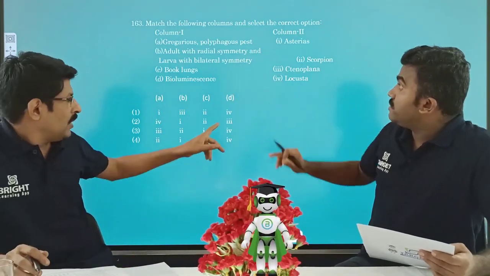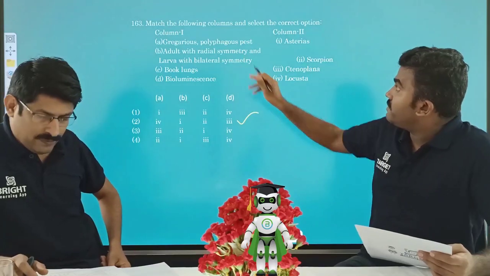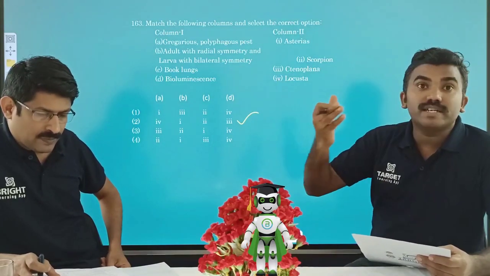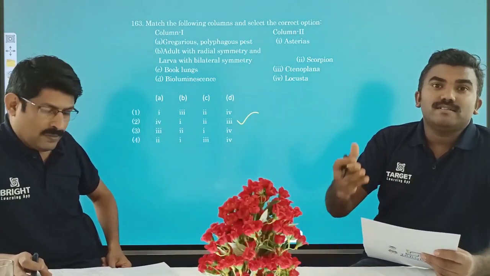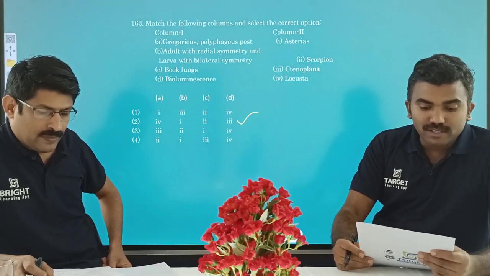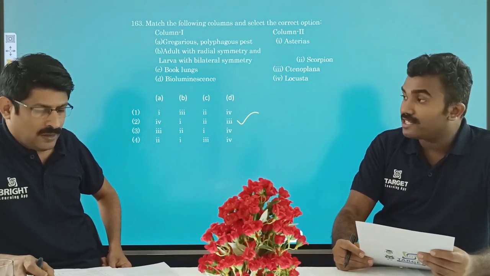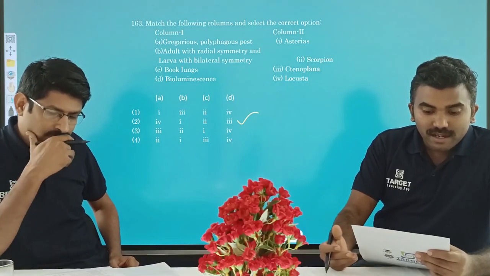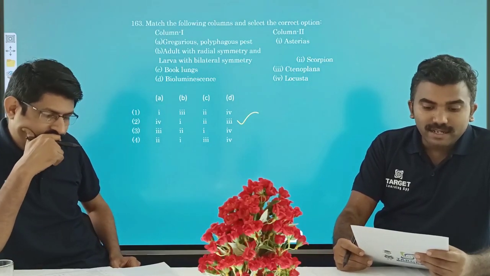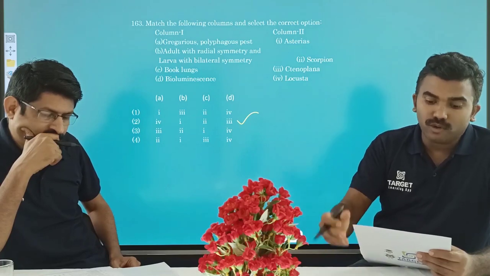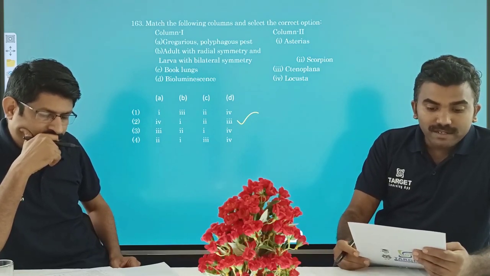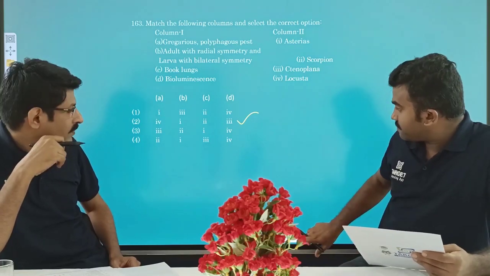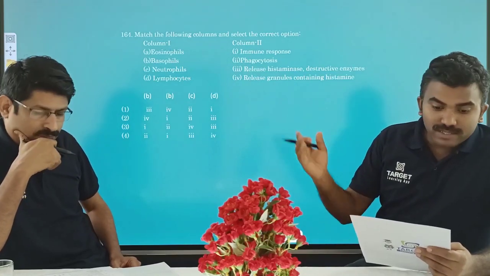Adult with radial symmetry and larva with bilateral symmetry, that is Echinodermata. So here the option: Asterias, starfish. Then book lungs are for scorpion. And bioluminescence, emitting light, is Ctenophora. So option 2 is the right answer. Two is right.